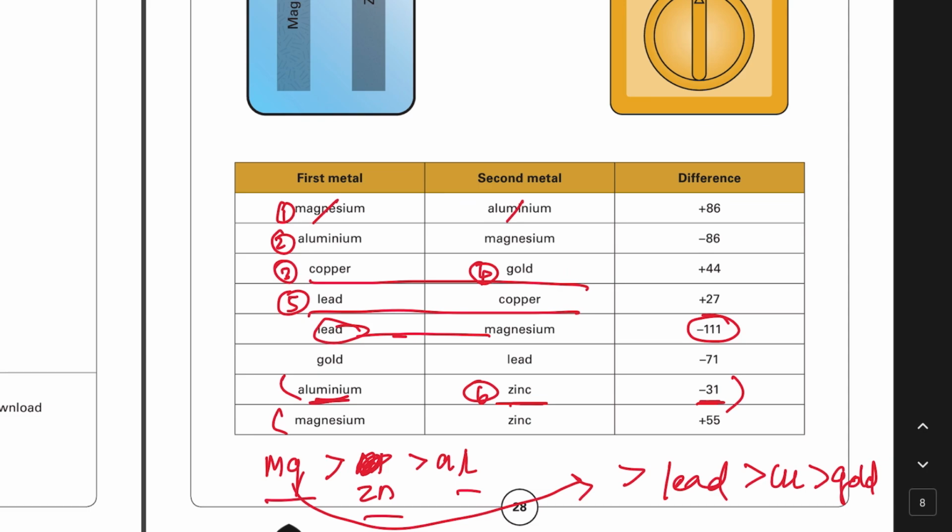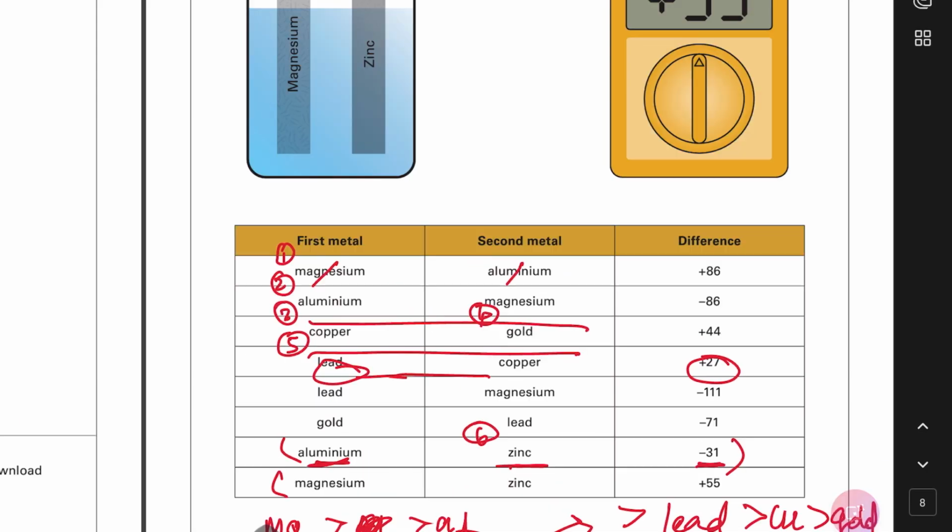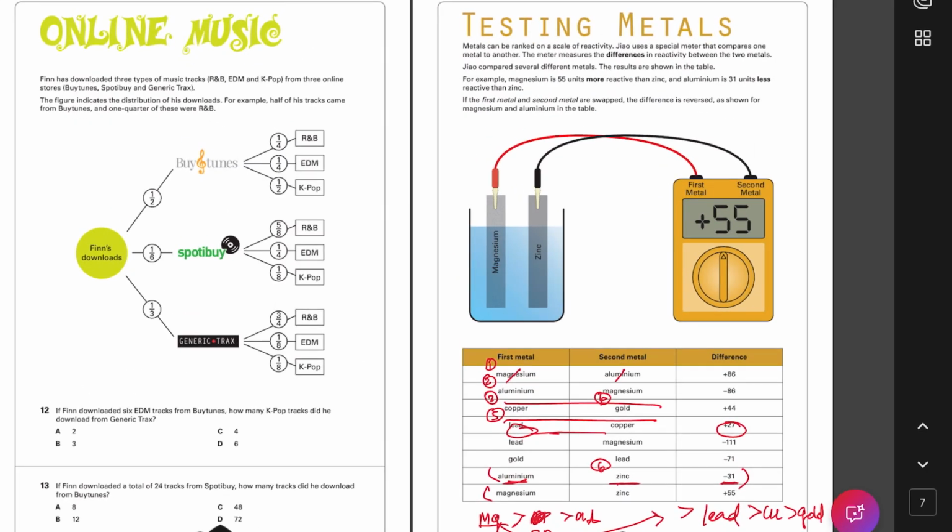But the issue is we don't know whether zinc and aluminium are more reactive than lead, copper and gold, because they didn't give any such information. But magnesium is more reactive than everything. That is what we have found so far. So with this idea, let us start doing the questions.